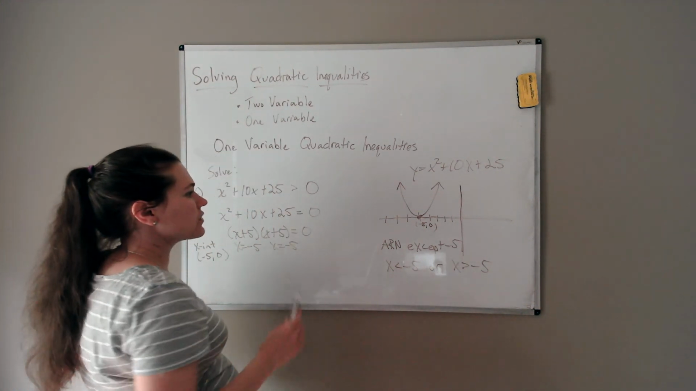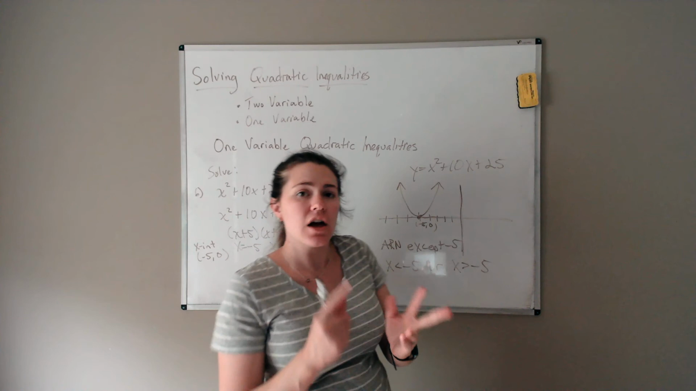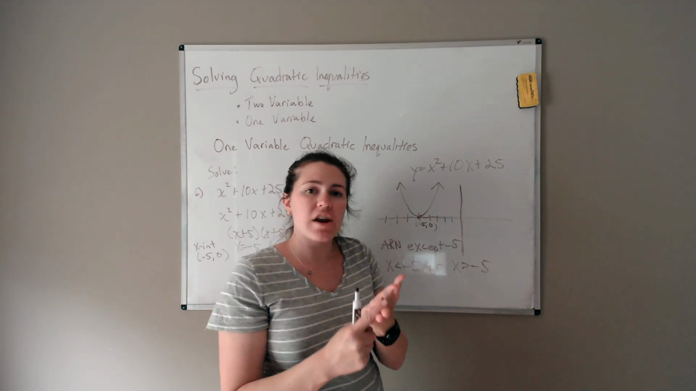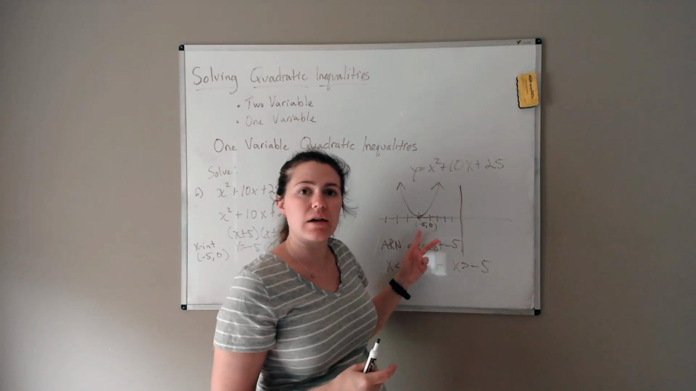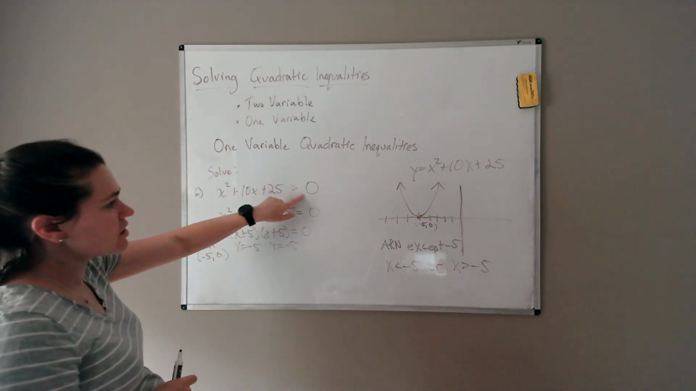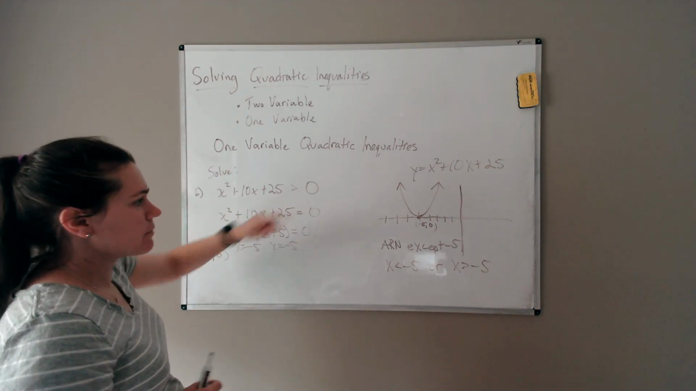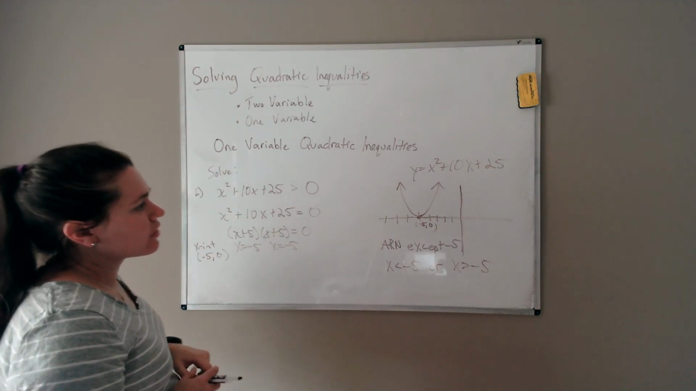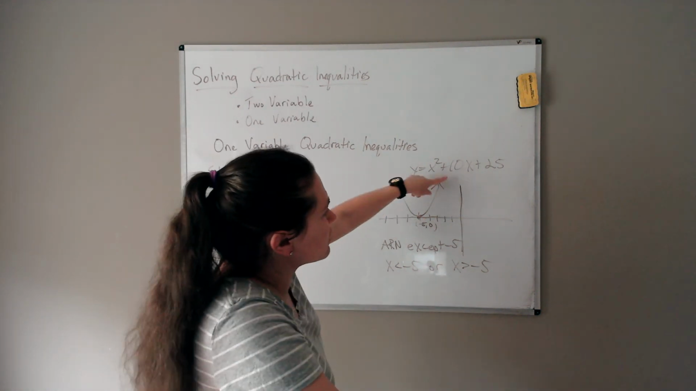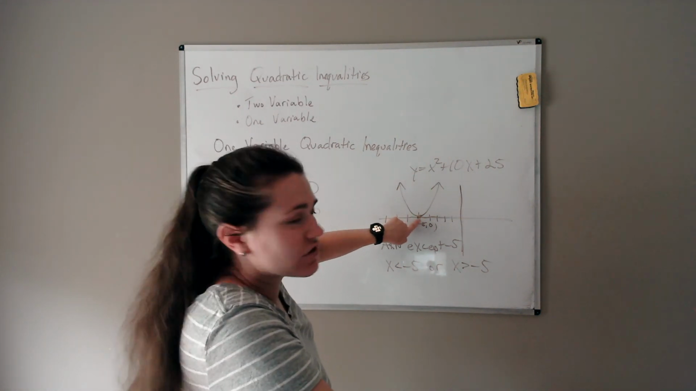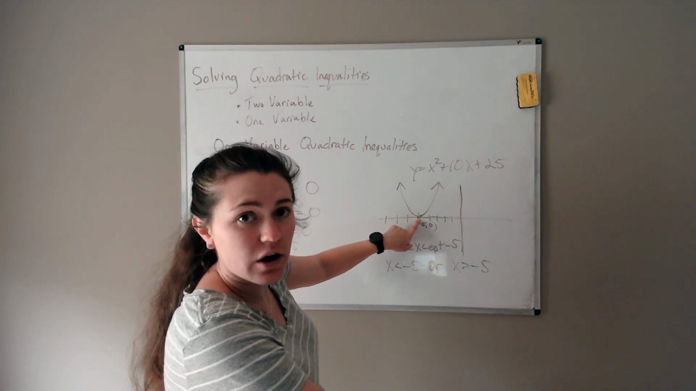So be careful when you have your special cases are going to be no x-intercepts or one x-intercept. Be careful. Make sure you read carefully what it's asking you. This is saying, when are your outputs going to be greater than 0? Your outputs will always be greater than 0, except when x is -5, it's going to be 0.